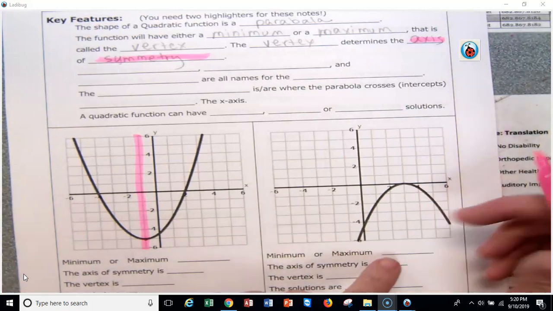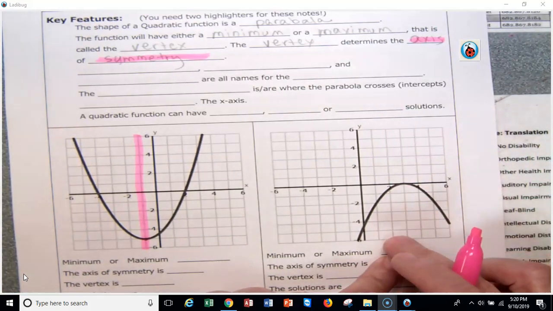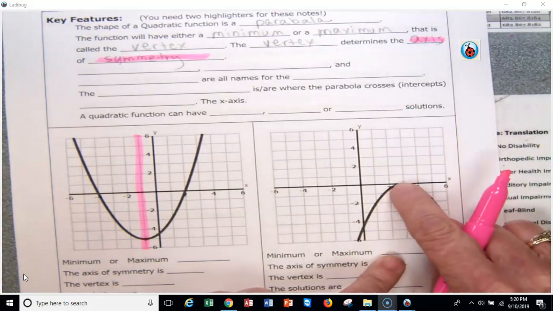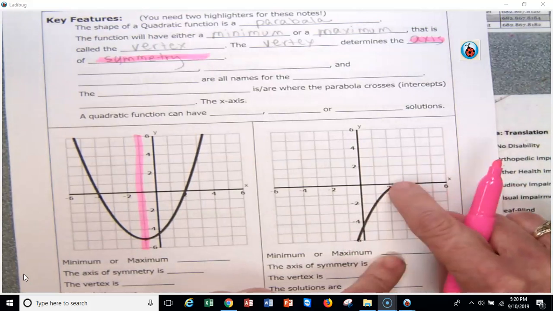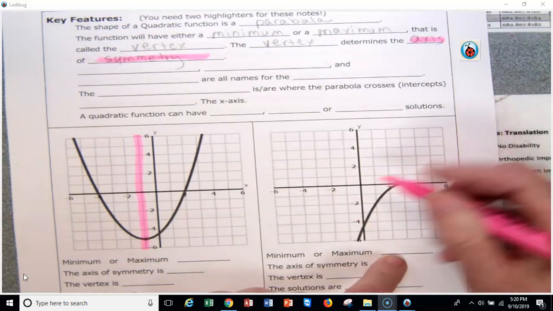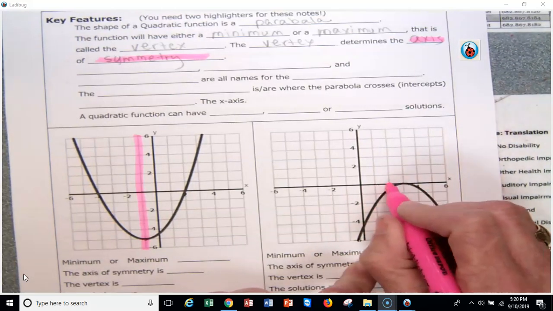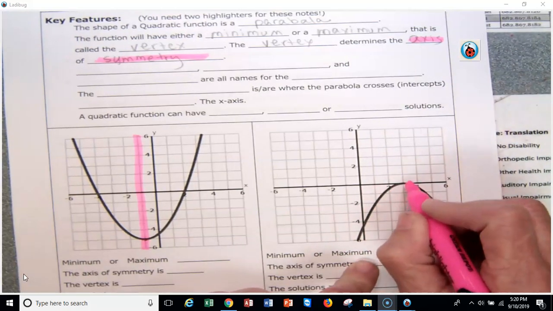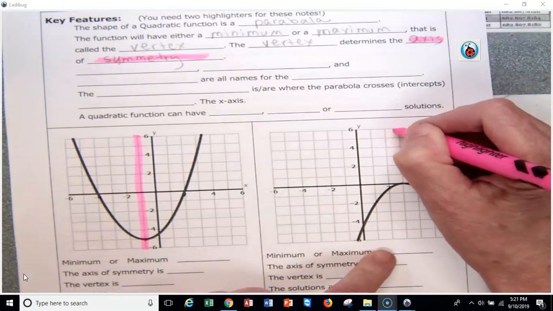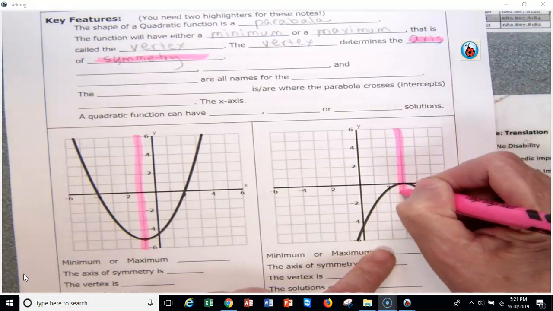And over here, my axis of symmetry falls right where the maximum is. And the maximum is at 3, 0. So remember, I count on the x-axis first, 1, 2, 3, and I don't go up or down, so it's at 0. And I'm going to draw my axis of symmetry right there.